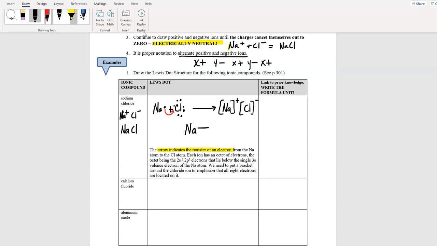Sodium gave his valence electron to chlorine. So this right here, they have now formed an ionic bond. And it's ionic because it's a metal and a nonmetal. And inside that bond has 2 electrons. They are not sharing it equally. It's just they have electrons between them.